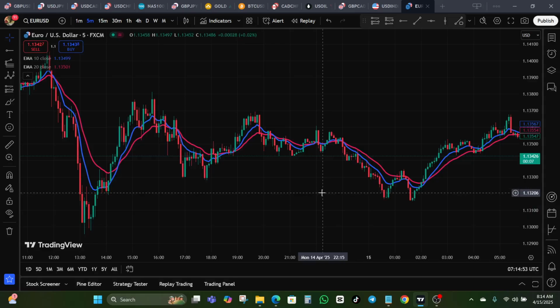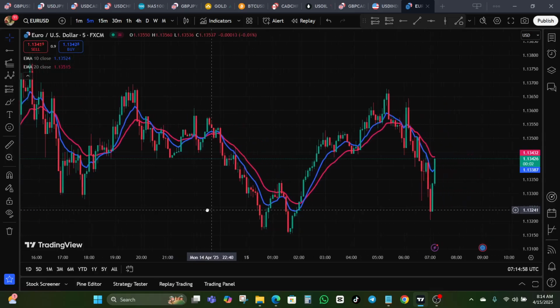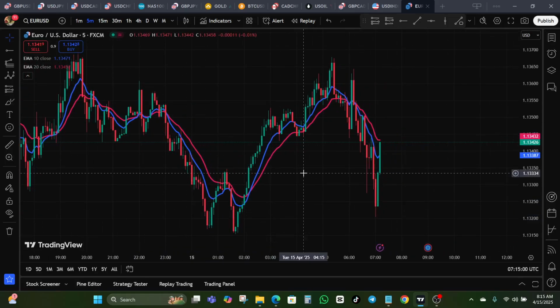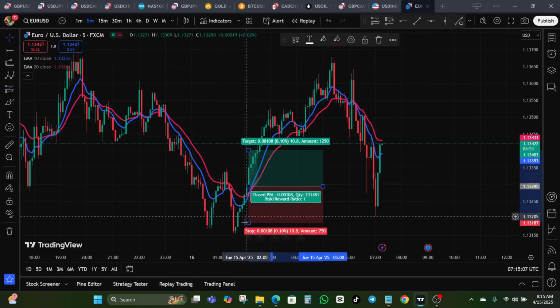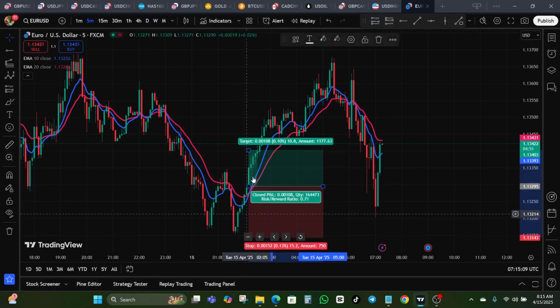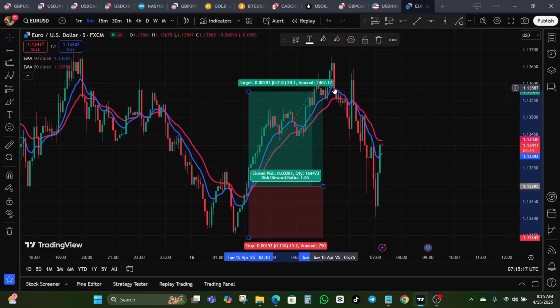You can also use this crossover to manage trades. If you are already in a position and the EMAs cross back the other way, let's say you enter the buy trade around here after you got this bullish crossover with candlestick confirmation, and then at some point you notice that a bearish crossover has happened, the 10 EMA crosses below the 20, it's going to be a good time to exit. When the EMAs cross back the other way, that's a signal to consider exiting the trade.